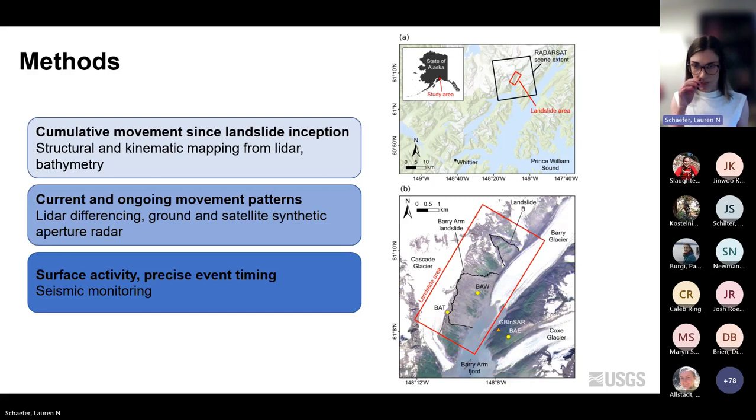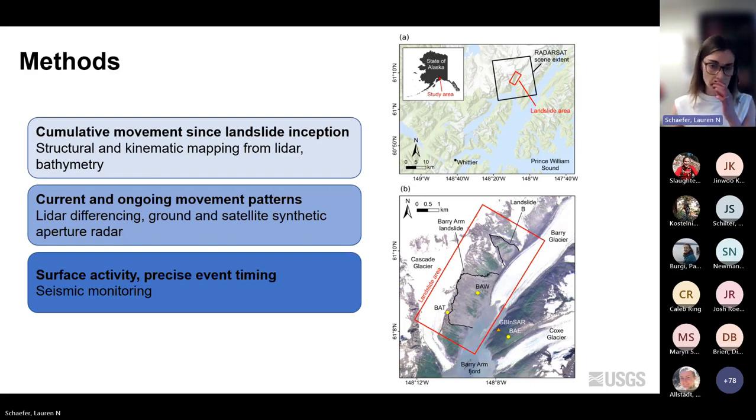To do this, we use seismic monitoring. So this top panel here is showing the landslide area and the outline of the RADARSAT SAR scene. So we were tasking RADARSAT-2 for this. It's a C-band instrument with a 2-meter spatial resolution, and it's acquired every 24 days.